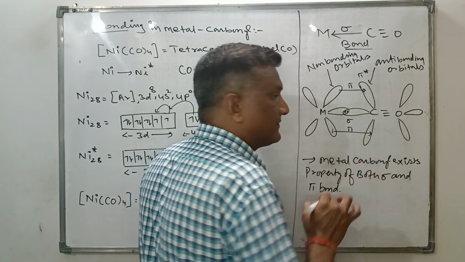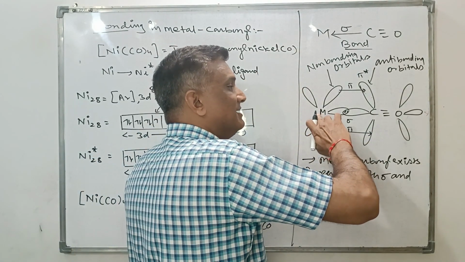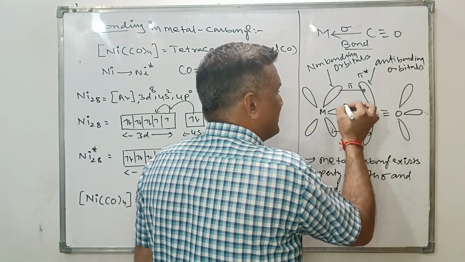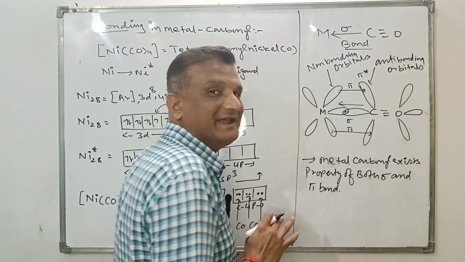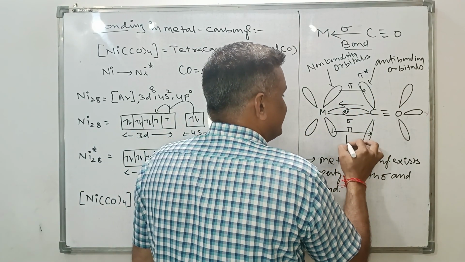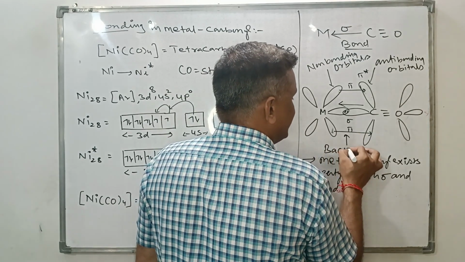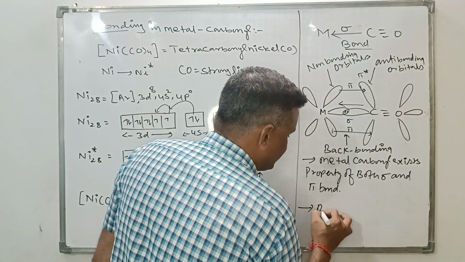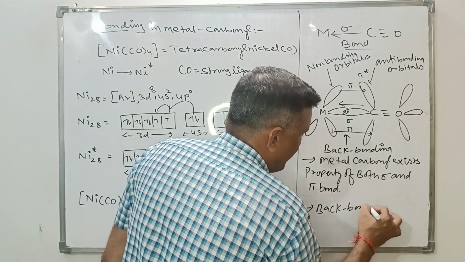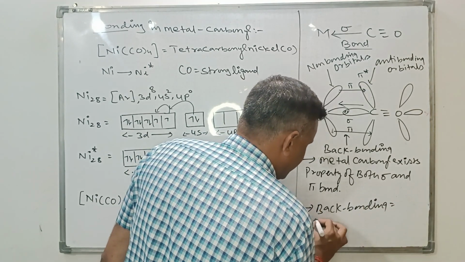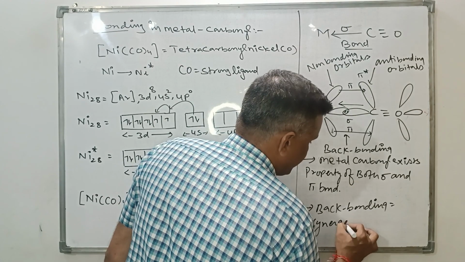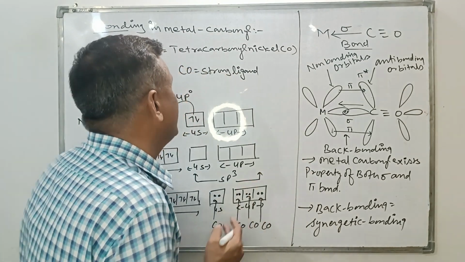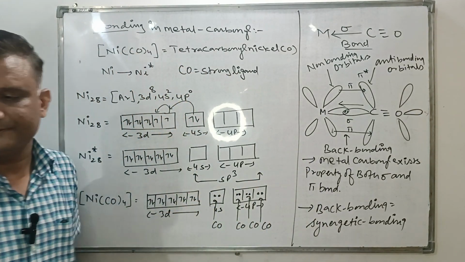And one thing is also, यहाँ पर्टिकुलर मेटल एटम कार्बोनाइल ग्रुप के साथ में बॉन्डिंग बना रहा है, इसकी डायरेक्शन पहले की कंपेयर में यहाँ तो फॉरवर्ड डायरेक्शन में है, ये बैकवर्ड डायरेक्शन में है. That's why this kind of bonding is also called as back bonding. बैक बॉन्डिंग भी कहेंगे इसको. And back bonding is also called as synergetic bonding. So this was about the bonding in metal carbonyl.